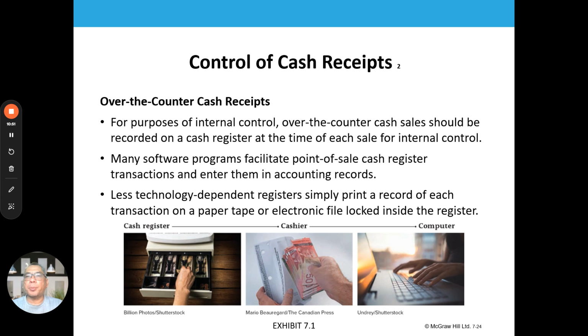Over the counter, its purpose could be to control the cash register at the time of each sale. Many software programs facilitate point of sale, register transactions, and enter them in the accounting records. The last independent register simply prints a record of each transaction on paper tape or an electronic log inside the register. Cash register here, cashier here, computer here. So it's a different way of doing things. Okay, it's all allocated in different ways. It must be reconciled by the financial analyst. Okay, usually a treasury analyst. Okay.